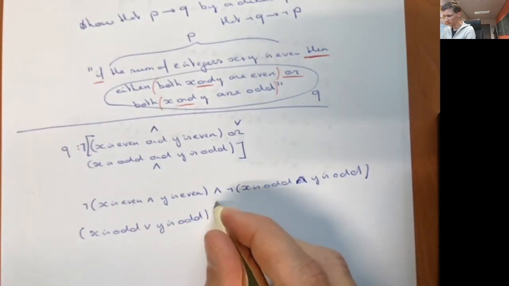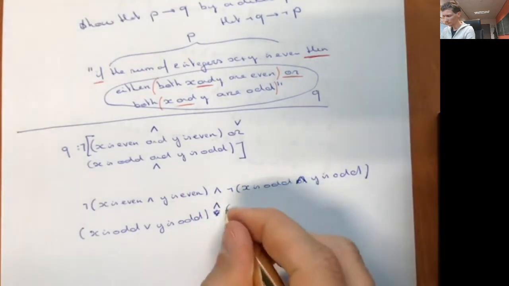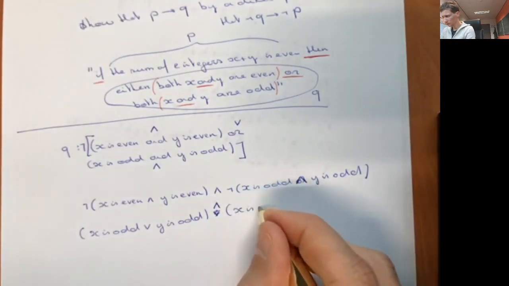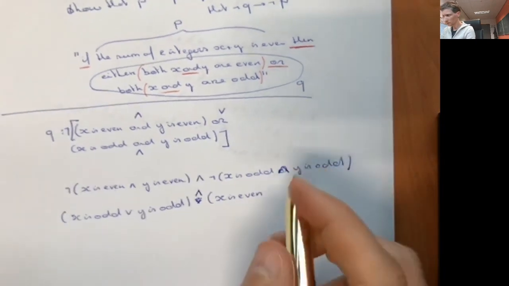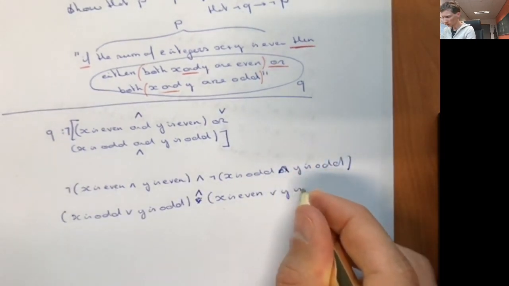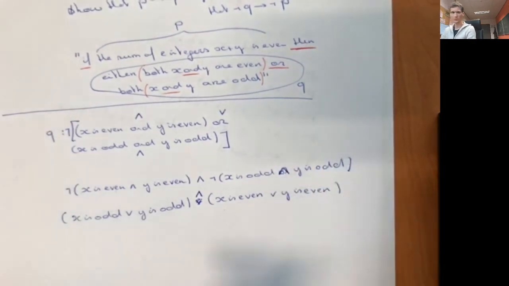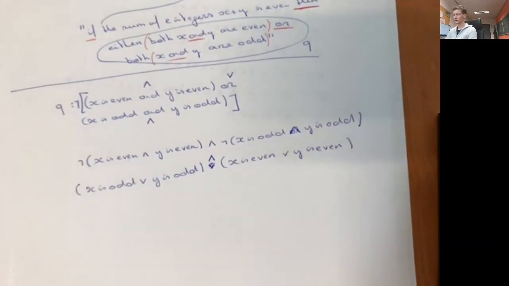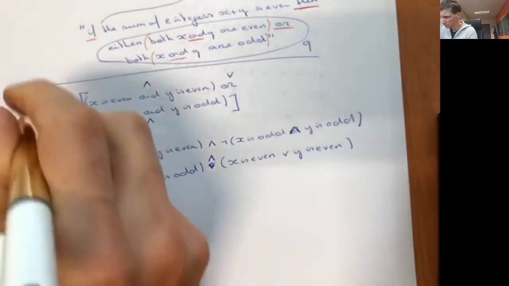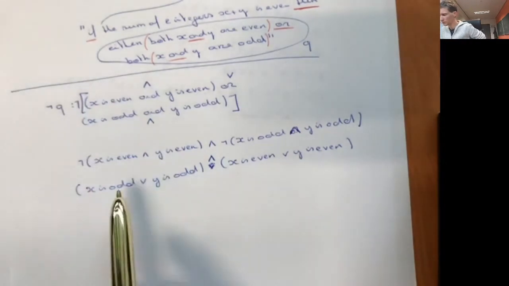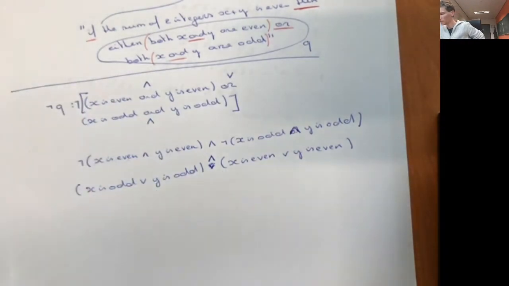And sorry, x is even or y is even. So negative Q is the same as x is odd or y is odd, and x is even or y is even.